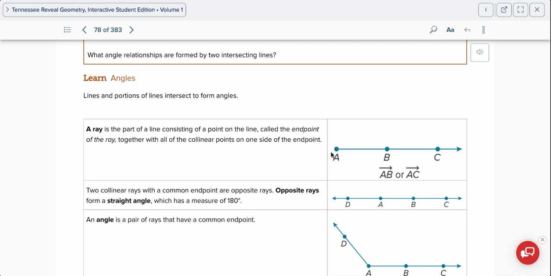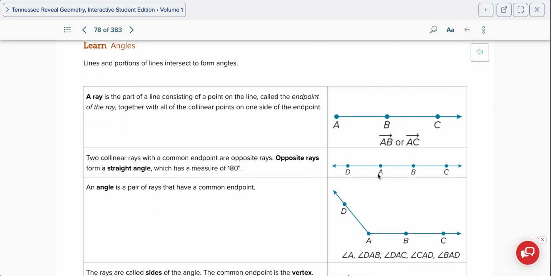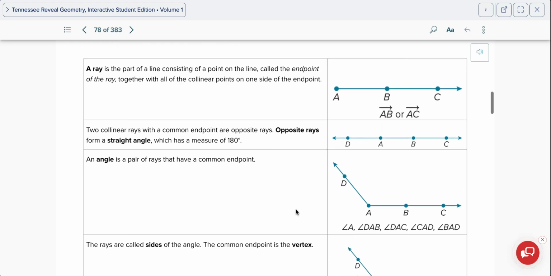When you're naming this, you start with A, so you can name it AB because it's going through B, or you can name it AC because it's also going through the C. Don't use 3 letters. That is something completely different. If you have rays going in opposite directions, like one going left and the other going right, these are called opposite rays. It makes a straight angle, which is 180 degrees, or a straight line, however you want to call it. Basically, it's the same thing.